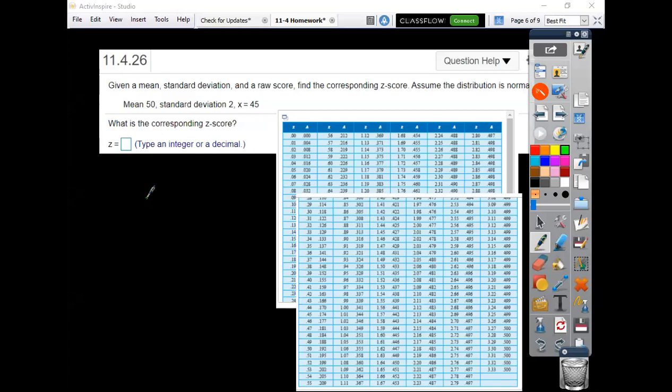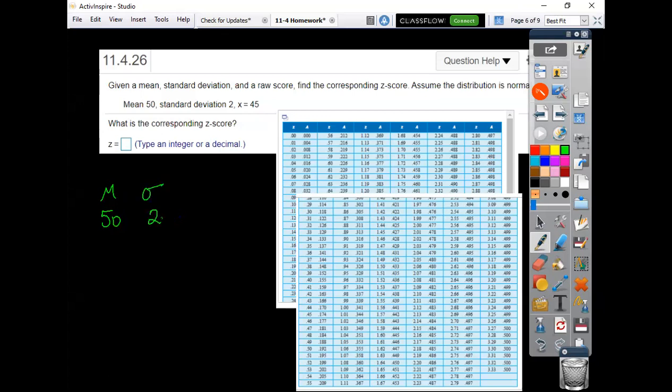Okay, so this one asks for the mean. They're giving us the mean of 50. We've done several of these. We don't really need the tables here, but we'll talk about the percentile as long as I've got them here. We know our standard deviation is 2.